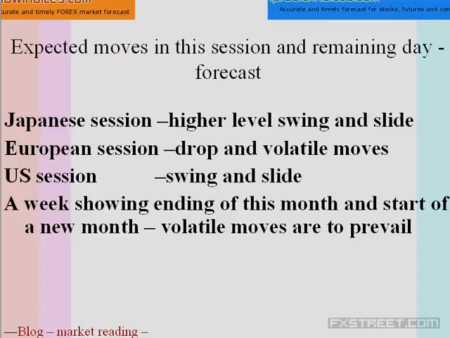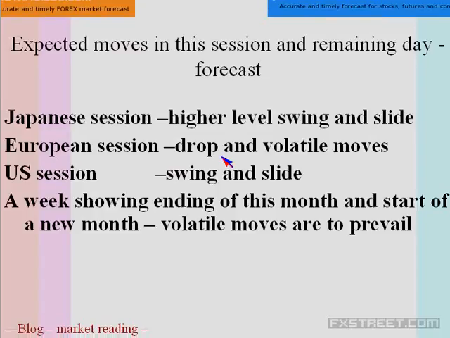So Japanese session, high level swing and slide are the expected move, and a quick drop is expected during that of the early European session. And either way moves are seen, a volatile move, a quick rise and a quick drop, and that sort of moves. Probably for any data release and things like that, they could make some volatile moves during that of the late European session. And US session is expected to show swing and slide moves.